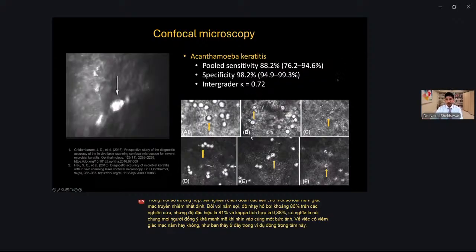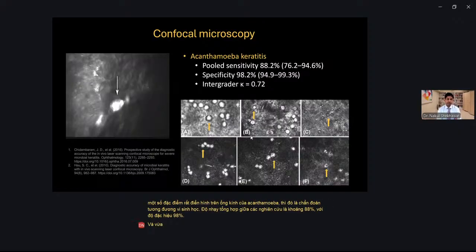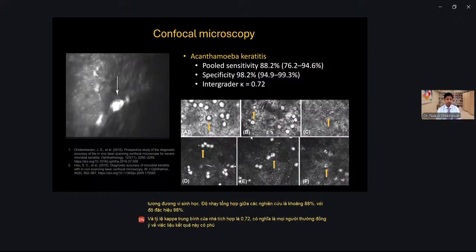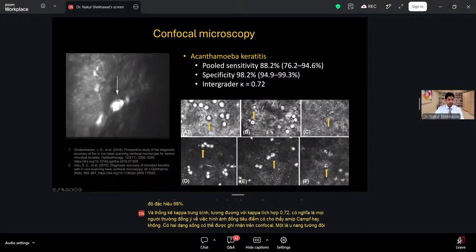Acanthamoeba keratitis is the other condition where if you clinically suspect it and you see some very typical features on confocal for acanthamoeba, then that constitutes a microbiologic equivalent diagnosis. The sensitivity pooled across studies is approximately 88% with a 98% specificity and a moderate, like decent, kappa statistic of interrater kappa of 0.72, meaning people generally do tend to agree as to whether or not the confocal image shows acanthamoeba. There are two life forms to be noted potentially on confocal. One is the double-walled cyst, and the other is the trophozoite.